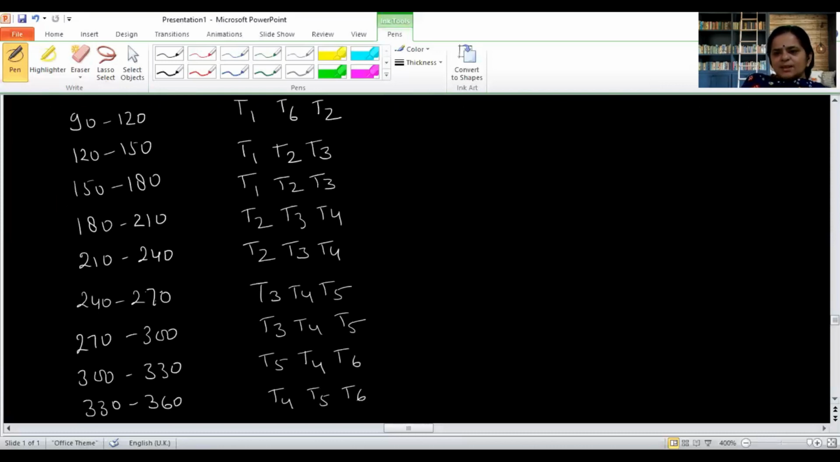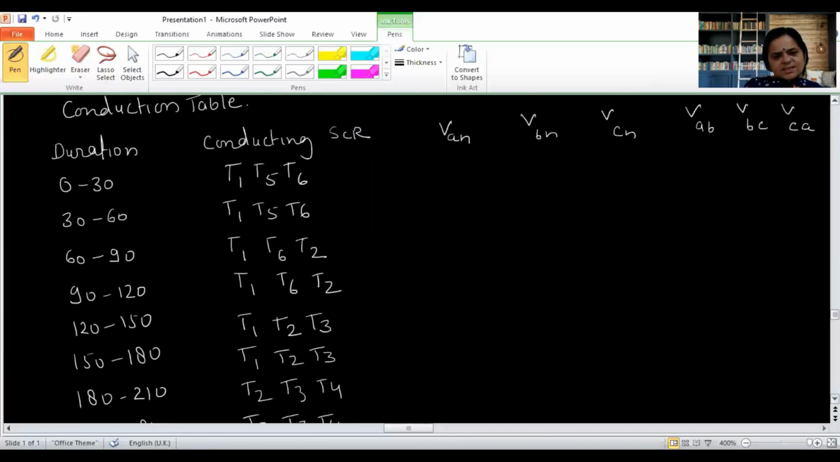So you can see that in each duration, 3 SCRs are conducting, and after an interval of 60 degrees, one SCR is the outgoing SCR and another SCR is the incoming SCR. Like you can see 0 to 30, 1, 5, 6, 30 to 60, 1, 5, 6. But when we come to 60 to 90, 5 will be the outgoing SCR and the incoming SCR will be 2. So now 1, 6, 2. Then again if you see 120 to 150, 6 will be the outgoing SCR and the incoming SCR will be 3. So 1, 2, 3.